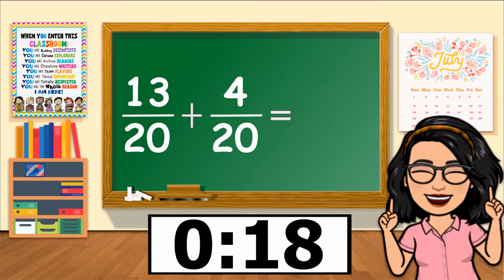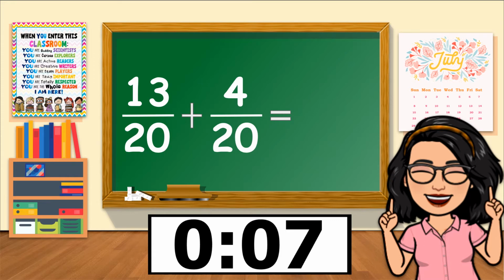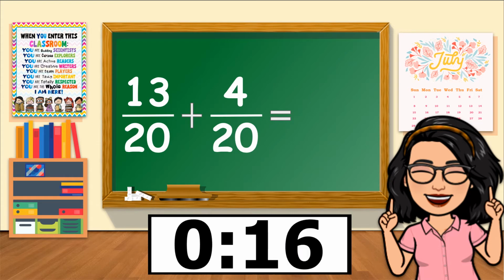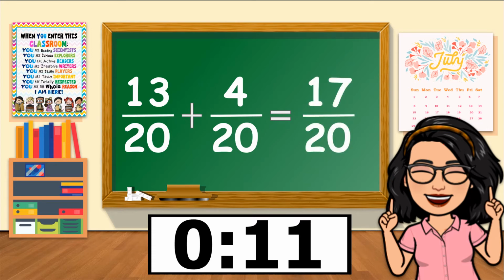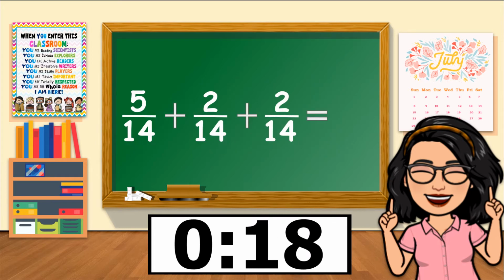So let's try this one. In adding similar fractions, all you need to do is to copy the denominator and then add the numerators. So in this case, we're going to copy the denominator, and our denominator is 20. And then all we need to do with the numerator is to add it. 13 plus 4 is equal to 17. So the answer is 17 over 20.